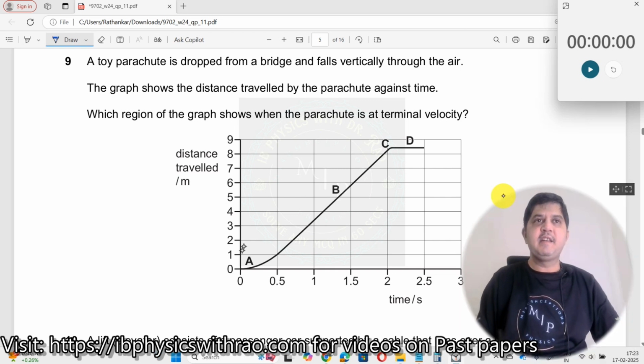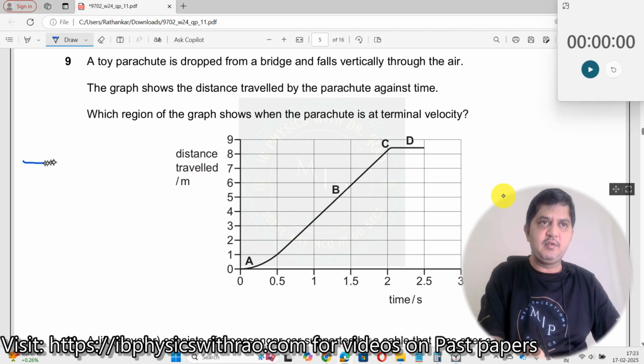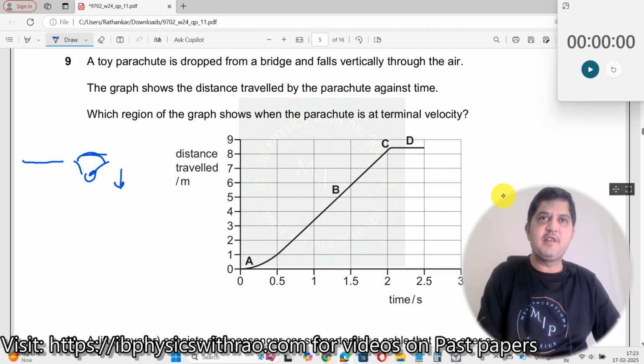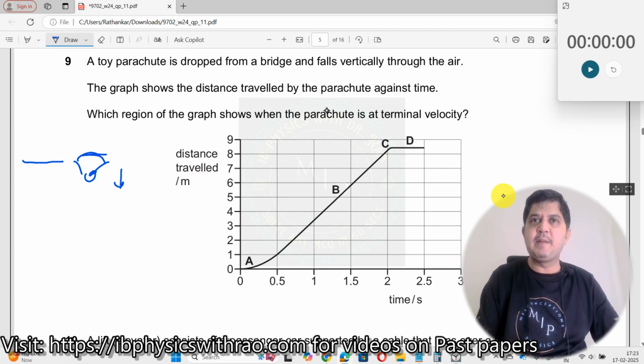Question number 9. A toy parachute is dropped from a bridge and falls vertically through the air. You have a bridge, and from here you are dropping a toy parachute. It's like this. And as it is falling down, the graph shows the distance traveled by the parachute against time.